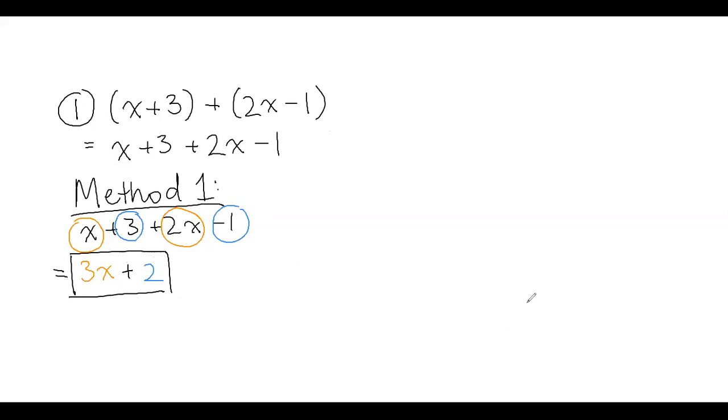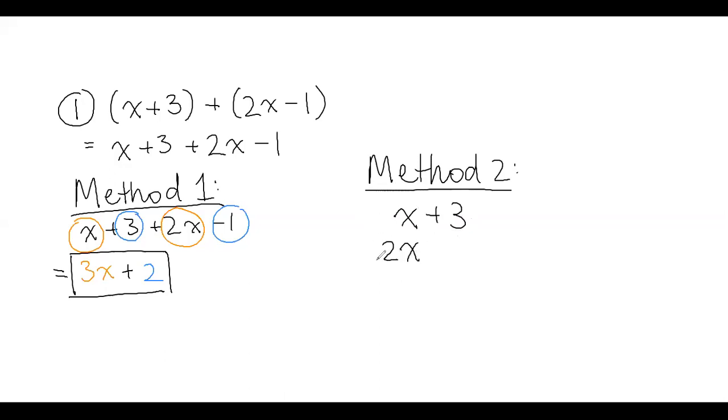Another way they told you was to stack it up. So making sure that my like terms line up. So I'm going to write the first group, and then I'm going to write the second group. So that's 2x. I'm making sure that my x's are lined up. And I'm making sure that my constants are lined up.